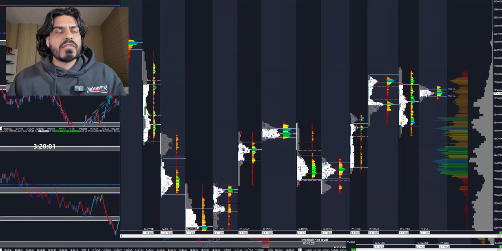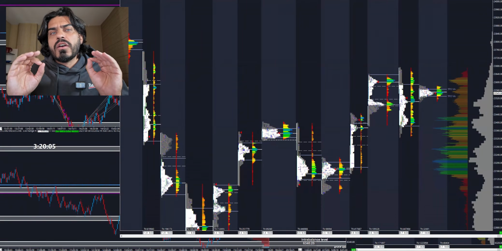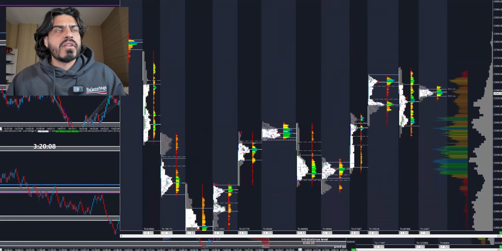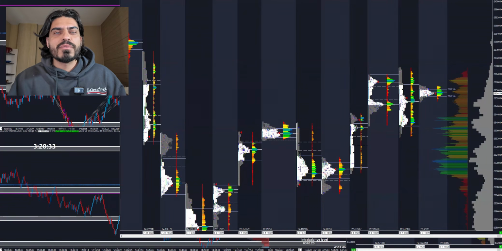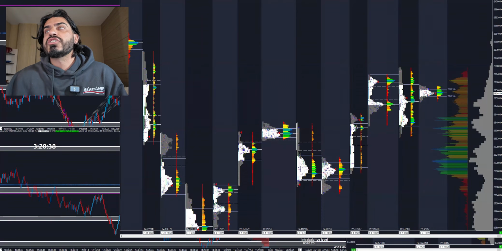When I look at the volume profile, the first thing that I want to think of is where are the balances on the overnight session. Now, it doesn't necessarily matter if I'm trading the overnight or if I'm trading the RTH. I'm going to be using the prior session to the session that I'm trading.